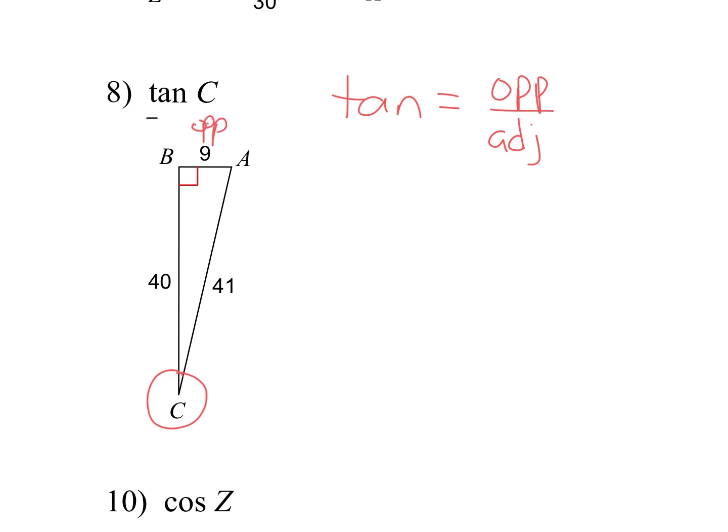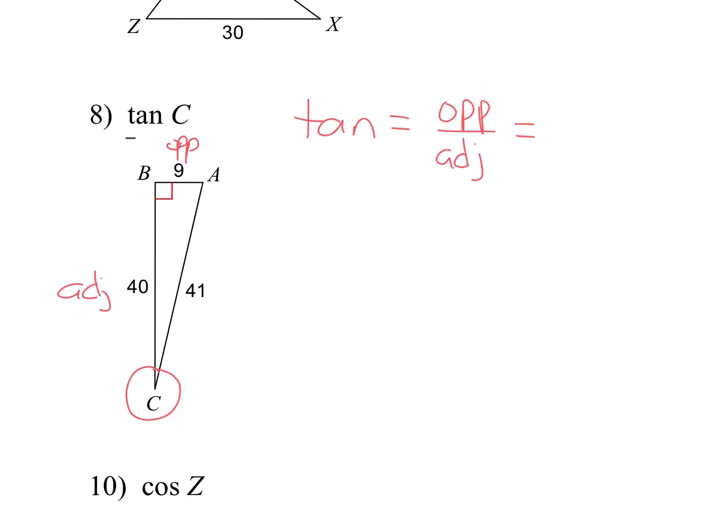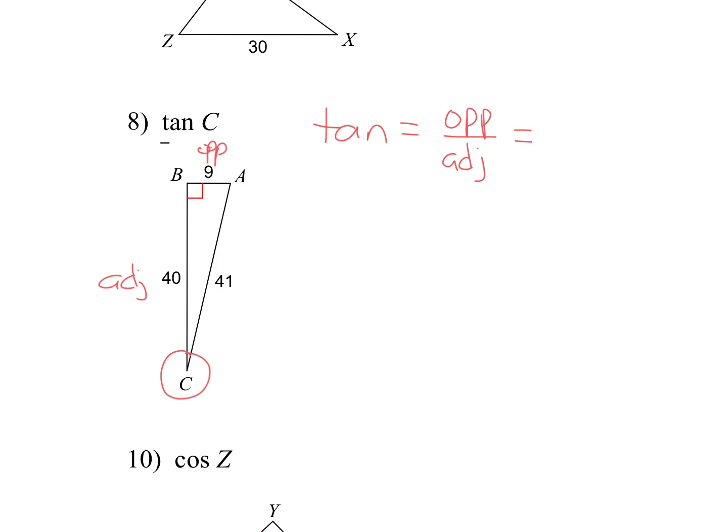And then adjacent, what's adjacent to C? 40. Why is it not 41? Because that's the hypotenuse. Good. So now, just write your ratio. What's opposite? 9. What's adjacent? 40. And then what do you have to check? Can you reduce? No. So that's your answer.